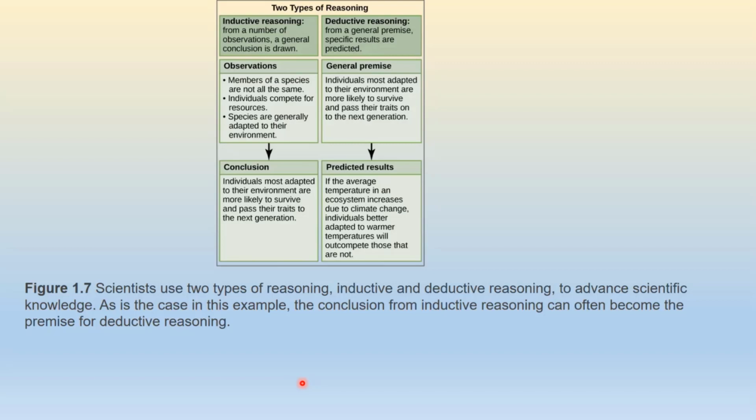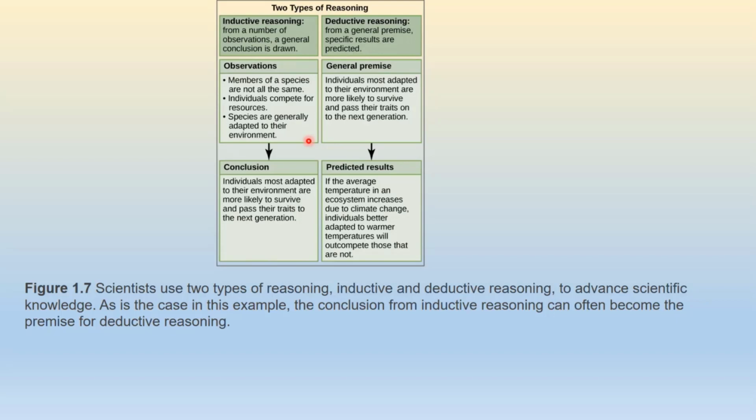As in the case in this example, the conclusion from inductive reasoning can often become the premise for deductive reasoning. If you check here, you will see that in inductive reasoning, from a number of observations, a general conclusion is drawn, and in deductive reasoning, from a general premise, specific results are predicted.